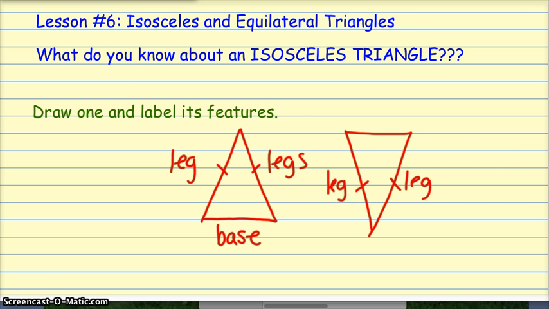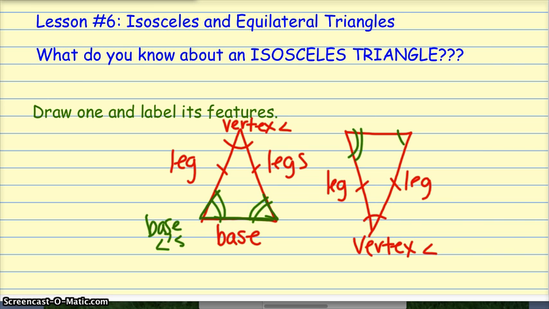This angle at the top is referred to as the vertex angle, or in this case, it's down here. The vertex angle is created by the legs. The other thing that I know about isosceles triangles is that these bottom angles are congruent. Those are referred to as base angles, and it's because they touch the base. So even up here, they're still referred to as base angles.